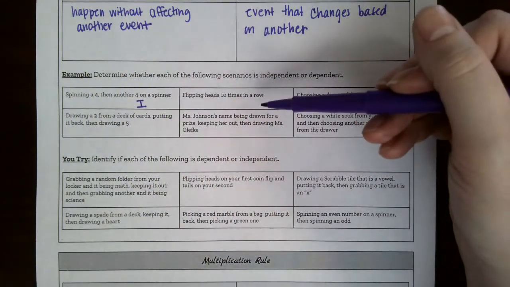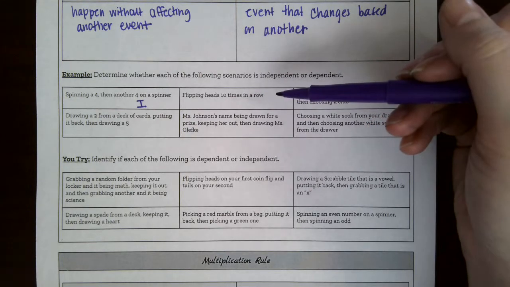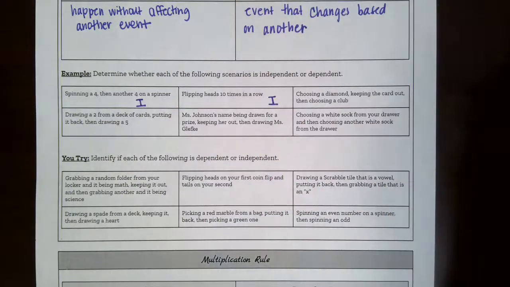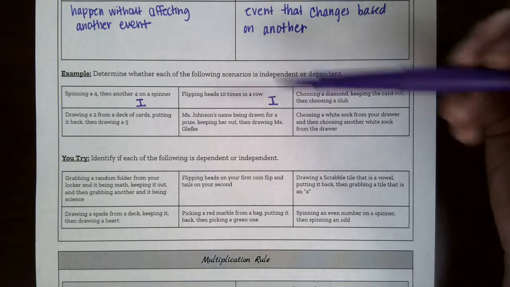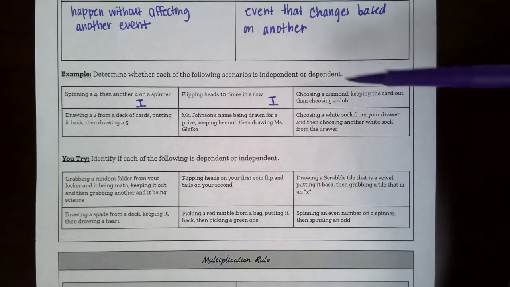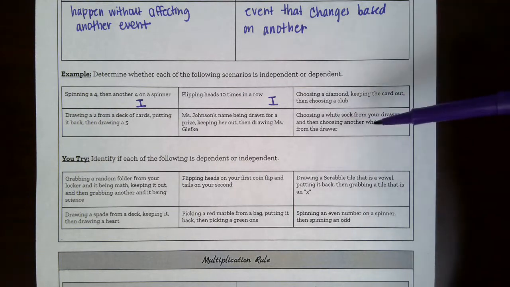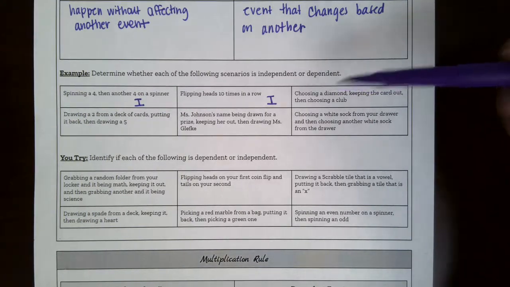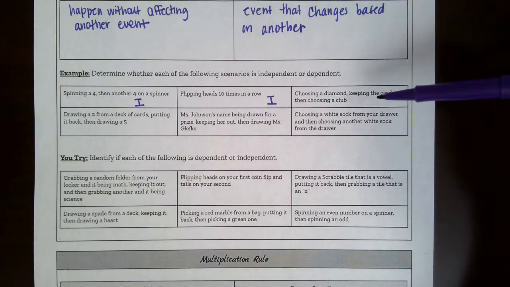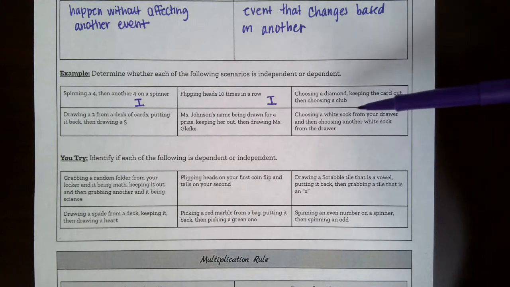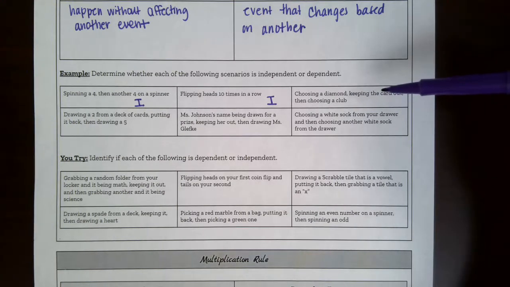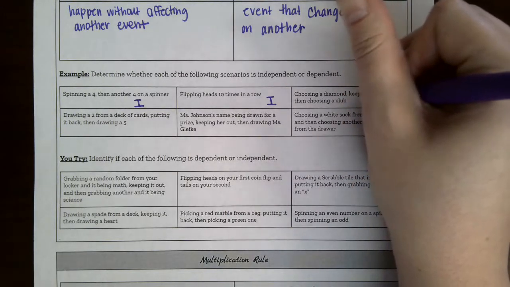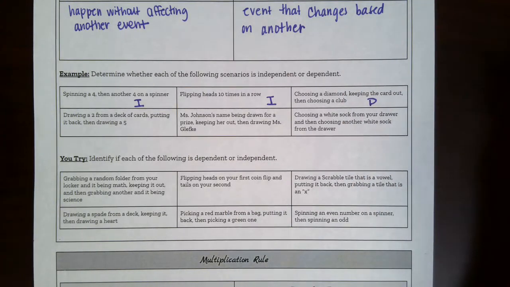Next one, flipping a coin. Whatever you get on your first flip does not change the second one. So this is also independent. So flipping 10 heads in a row, not dependent on the previous one. Next one, choosing a diamond, keeping the card out, then choosing a club. This one is where we get into a dependent situation. So when you take a diamond, you then keep the card out, you're going to change the outcome of the next one. So instead of having 52 cards, we now only have 51 because we kept that card out. So this is dependent on the outcome of the first.